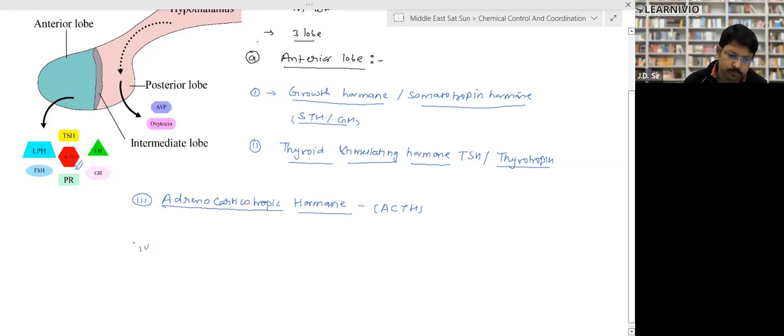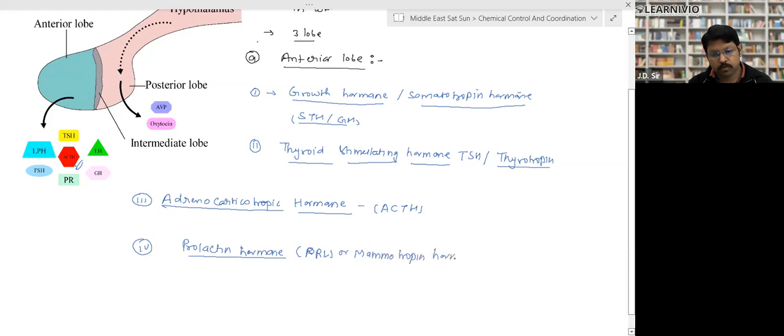Fourth, prolactin hormone or PRL. So prolactin is also called PRL or mammotropin hormone.